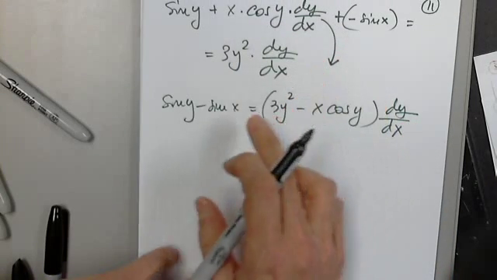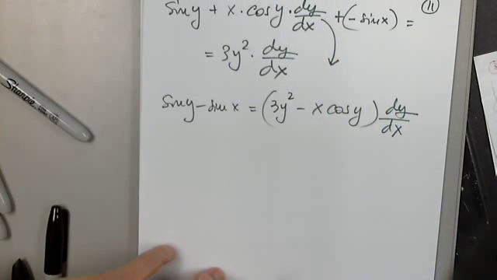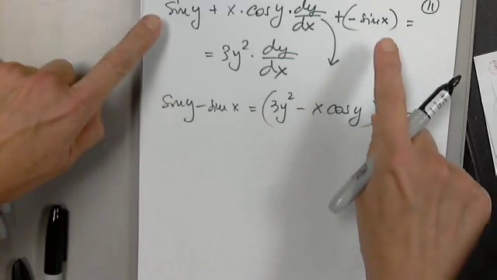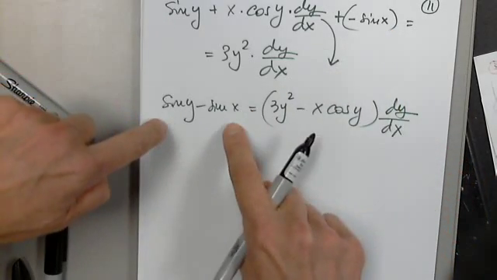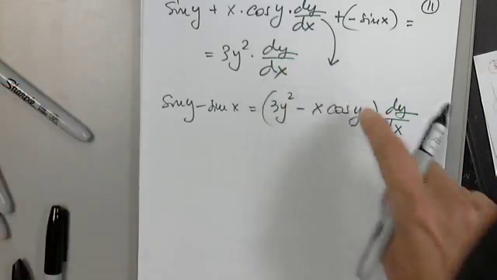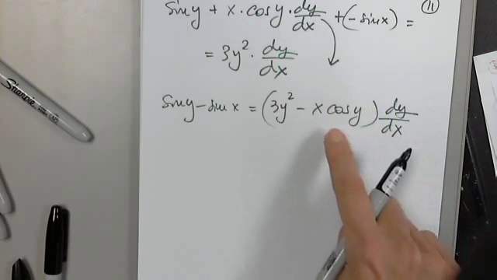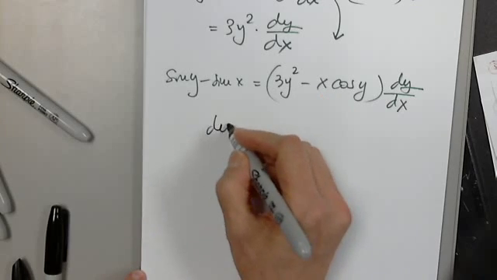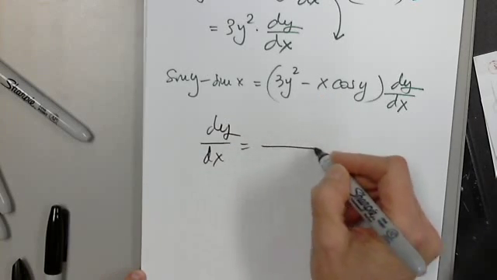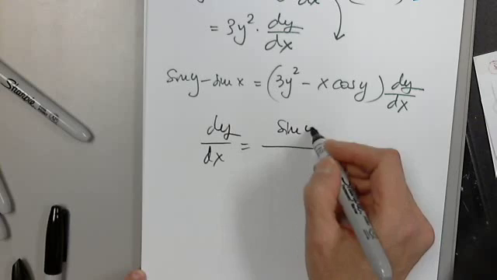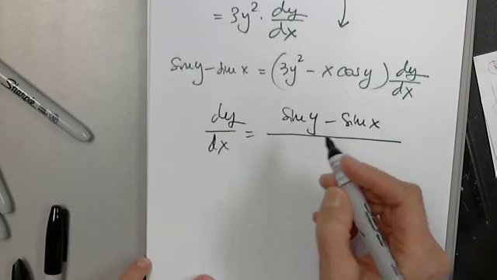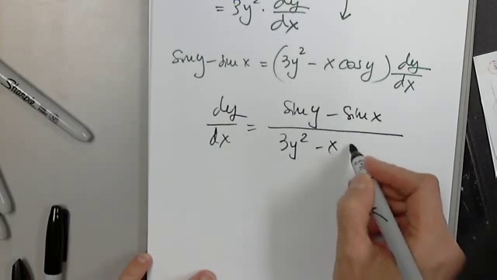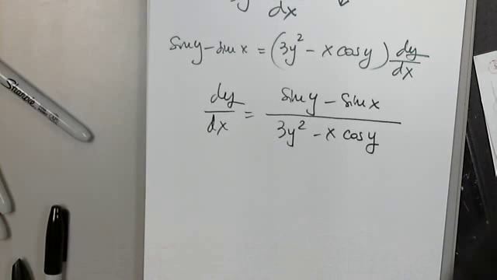I move this term here and I factor out dy over dx. So I have sine y minus sine x, and then I factor out dy over dx, and I have 3y squared minus x cosine y. Now I divide by this, yes. dy over dx equals sine y minus sine x over 3y squared minus x cosine y, and this is the end of it. Is this okay?